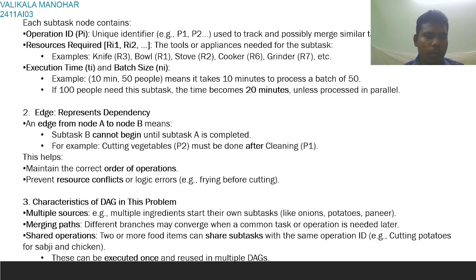Characteristics of the DAG in this problem: multiple sources. Example, multiple ingredients start their own subtask, like onions, potatoes, paneer. Merging paths. Different branches may converge when a common task or operation is needed later. Shared operations. Two or more food items can share subtasks with the same operation ID. Example, cutting potatoes for sabji and chicken. These can be executed once and reused in multiple DAGs.